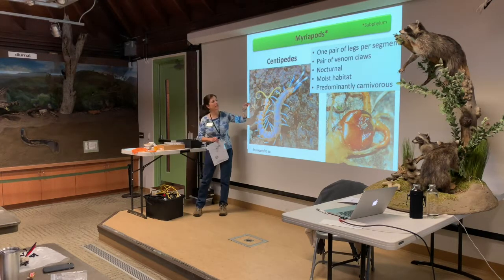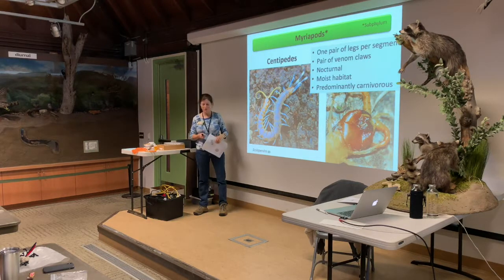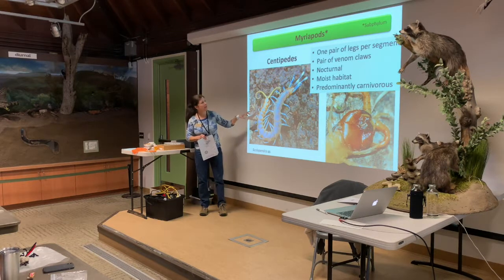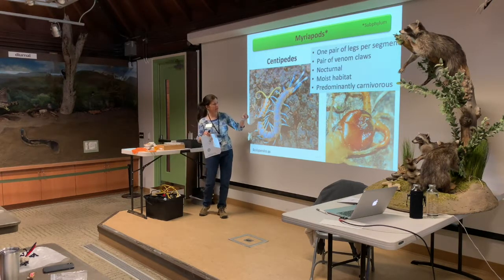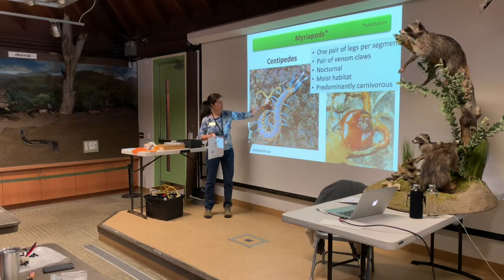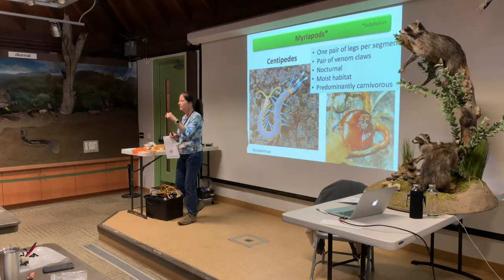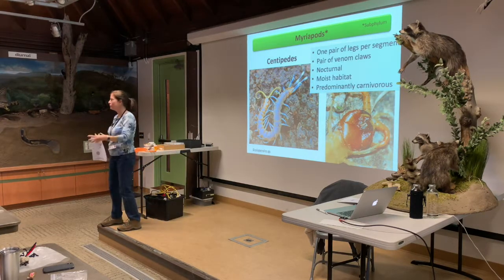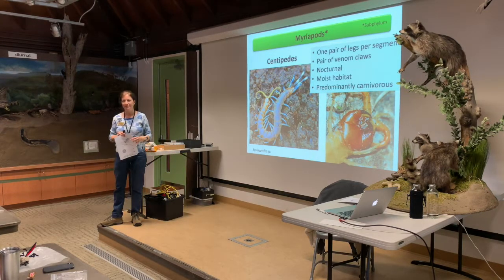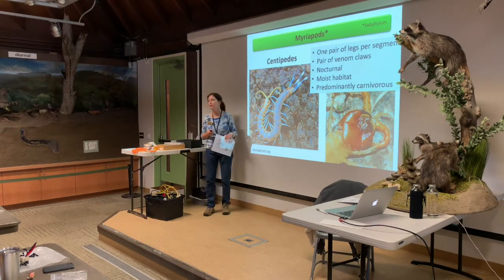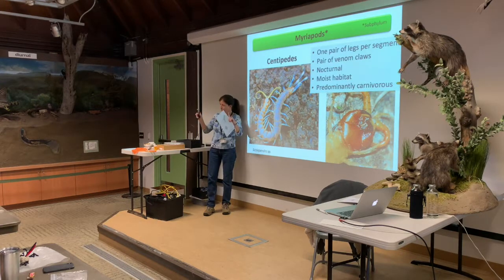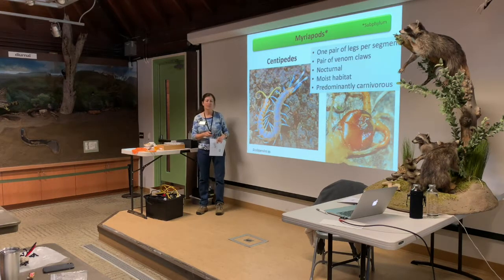And because they are predominantly carnivorous and tend to be a little predatory, they have a pair of venom claws. It is actually a pair of claws, not their mouth parts, that they use to inject the venom into their prey, or into you if you decide you want to pick it up. And it can be a pretty nasty venom depending upon the species, so you want to not handle it, or if you're a professional, handle with care. Observe from a distance.